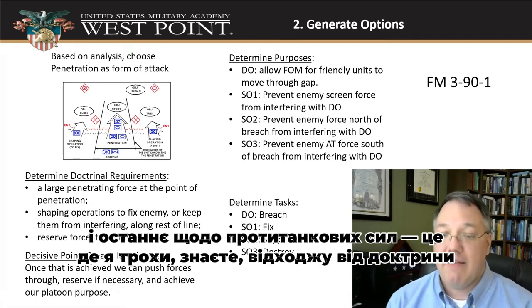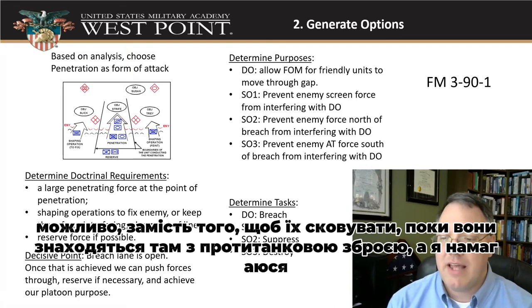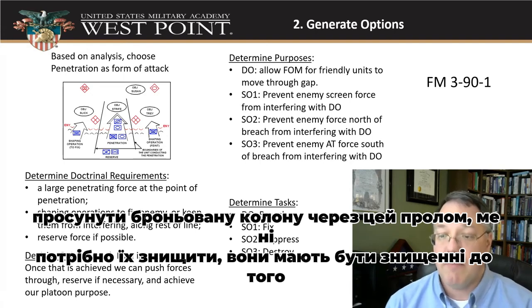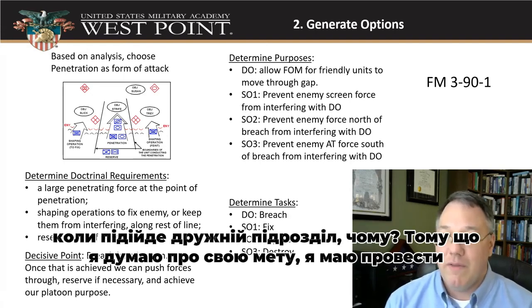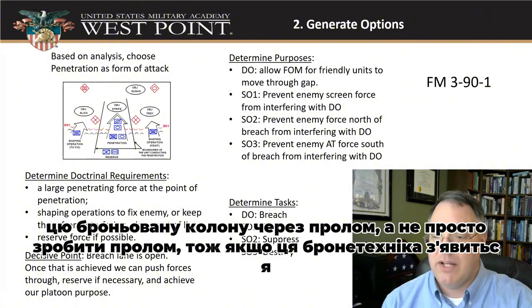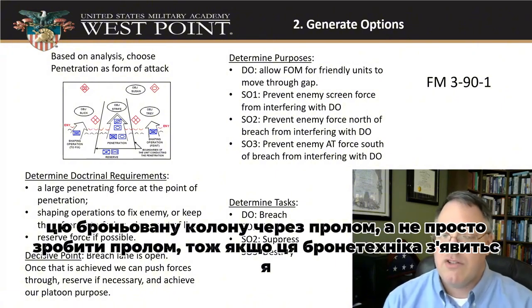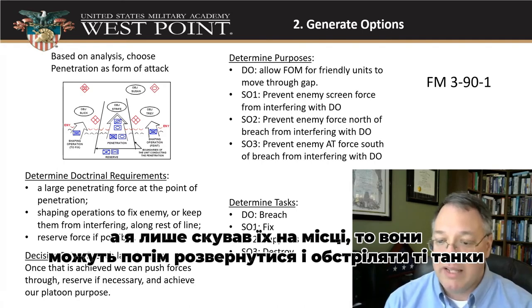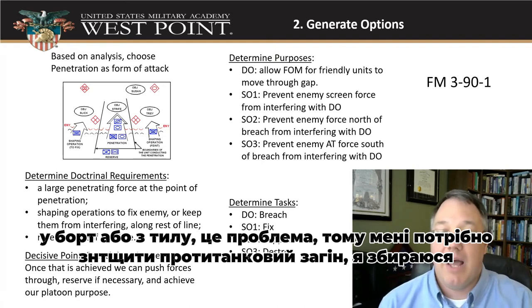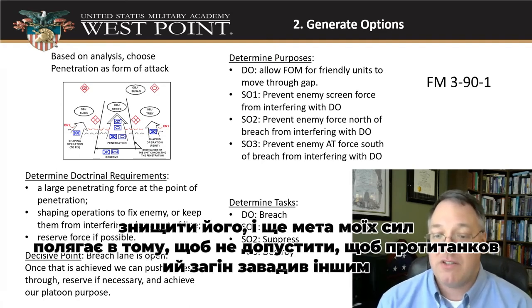And then the last one, for the anti-tank force, this is where I get a little bit off of doctrine maybe. Instead of fixing them, they're sitting there with anti-tank weapons, and I'm trying to push an armor column through that breach. I need to destroy them. They need to not be there anymore when the friendly unit comes. Why? Because I'm thinking about my purpose. I've got to get that armor column through the breach, not just get a breach open. So if that armor shows up and I've only fixed them in place and they can then turn around and shoot those tanks in the side or the back, that's a problem. So I need to eliminate the anti-tank element. I'm going to choose to destroy it. And their purpose is still to prevent the AT from interfering with all the friendly operations.